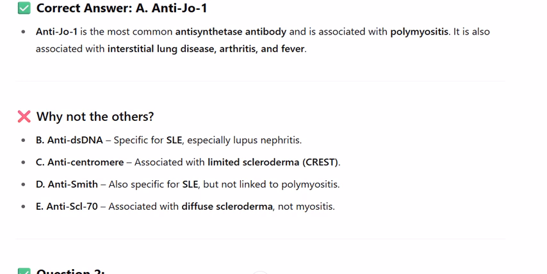C. Anti-centromere, associated with limited scleroderma, CREST. D. Anti-Smith, also specific for SLE, but not linked to polymyositis. E. Anti-Scl-70, associated with diffuse scleroderma, not myositis.